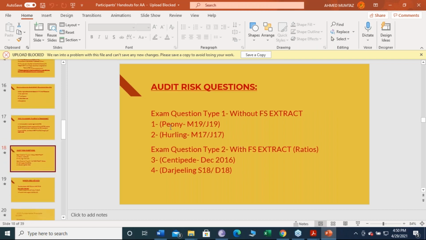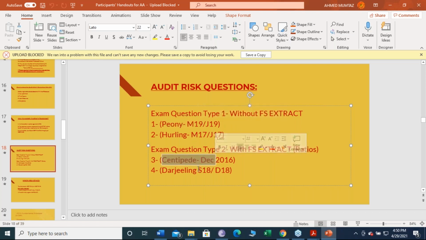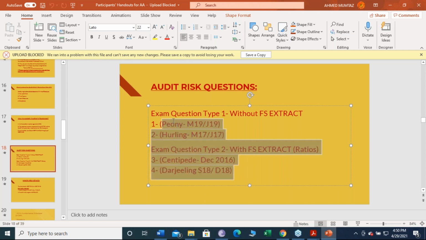These are the 4 questions. Puny company from the day 1 of this webinar. Centipede company from the day 1 of this webinar. Hurling company from the day 1 of the last webinar. Darjeeling company from the day 1 of the last webinar. So 2 questions have got financial statements in it. 2 questions have got no financial statement extract. So 2 have got ratios, but 2 have got no ratios. So these 4 questions will ensure ultimate success when it comes to audit risk. Is this clear?